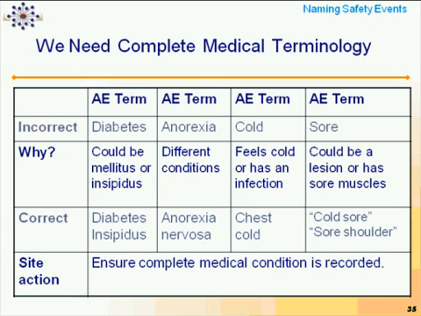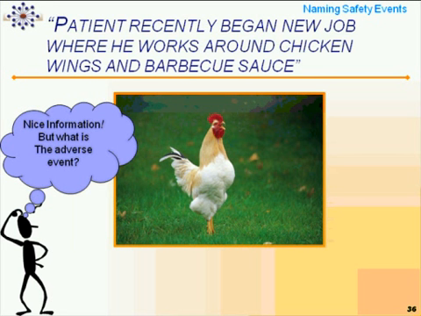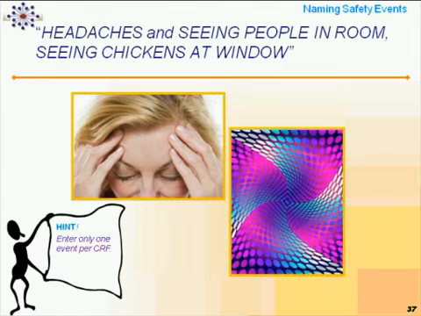We need complete medical terminology. "Diabetes" would be incorrect. How about diabetes insipidus? "Patient recently began a new job where he works around chicken wings and barbecue sauce." Well, it's nice information, but what is the adverse event? "Headaches and seeing people in a room, seeing chickens at the window." Well, enter only one event per CRF. I see 2 AEs in that. I see headaches and a possible hallucination.